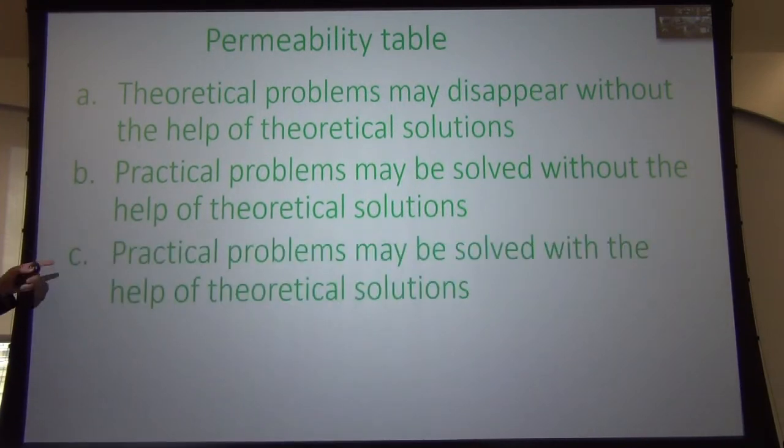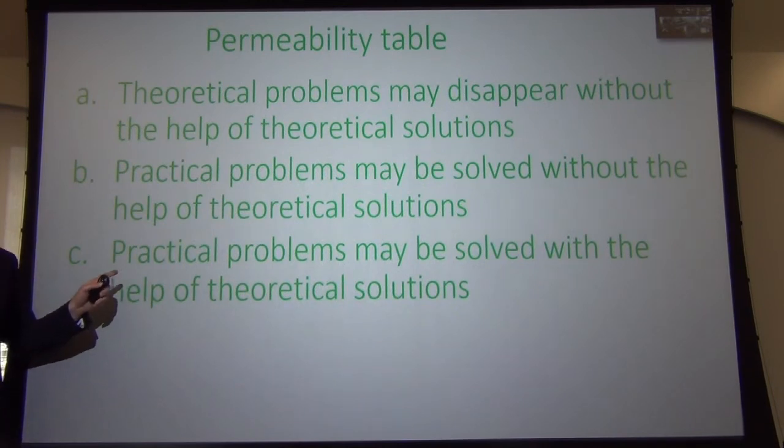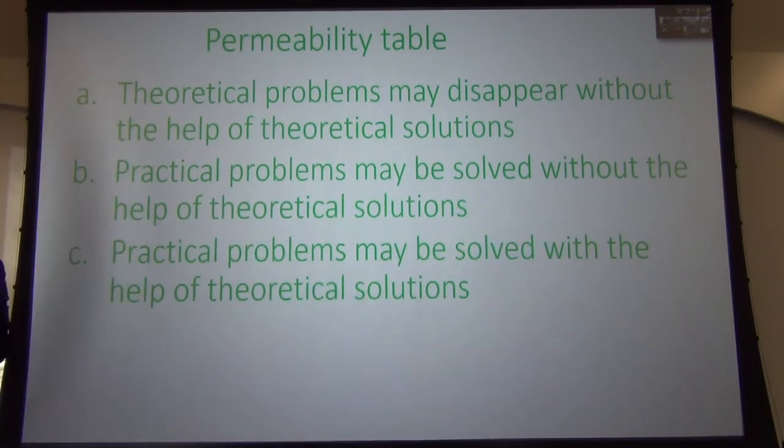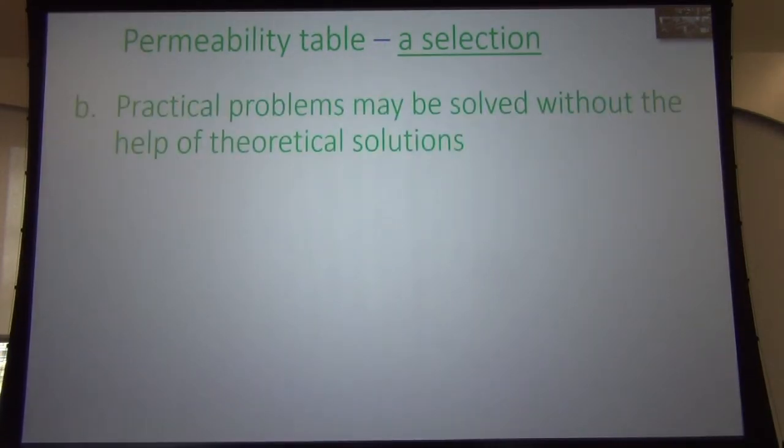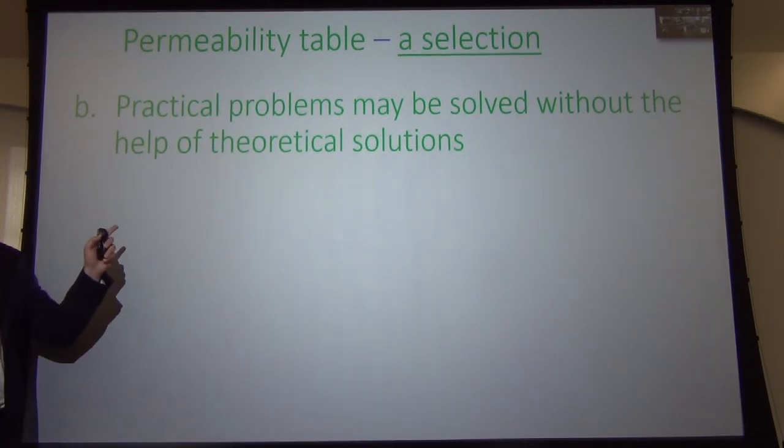Likewise, another permeability case study is statement C. Practical problems may be solved with the help of theoretical solutions. And we go on. Theoretical problems may give rise to new practical problems, and so on. It's a pretty long list. But this is family resemblance according to us, explicated in computer science. So, I'm going to take a selection of that long list and look at statement B. Practical problems may be solved without the help of theoretical solutions. Can we find a case study in the history of computer science?